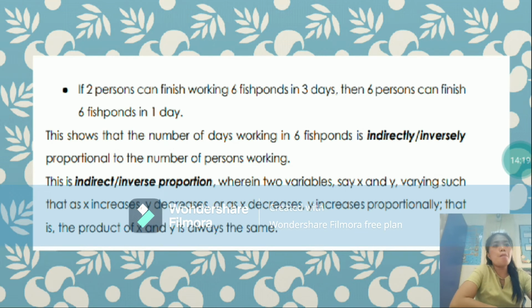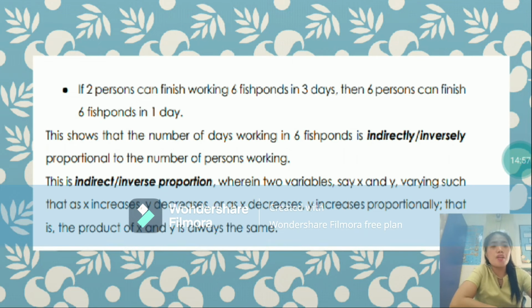So this shows that the number of days working in 6 fish ponds is indirectly or inversely proportional to the number of persons working. Now, this is indirect or inverse proportion, wherein 2 variables, say x and y, vary such that as x increases, y decreases. Or as x decreases, y increases proportionally. That is, the product of x and y is always the same.